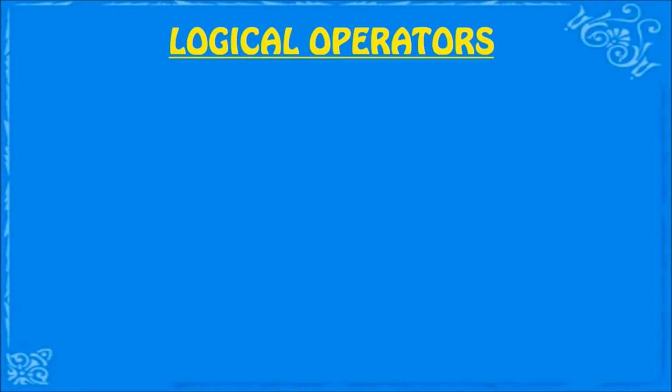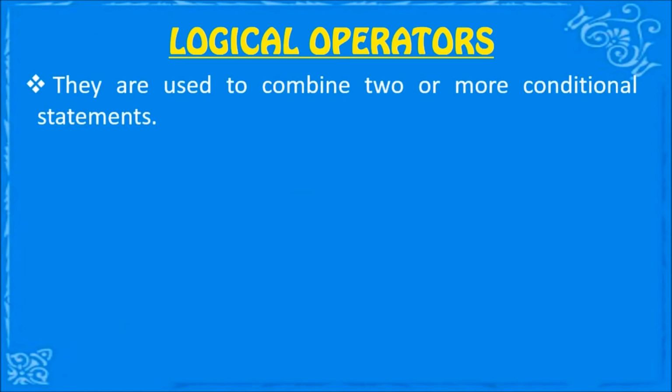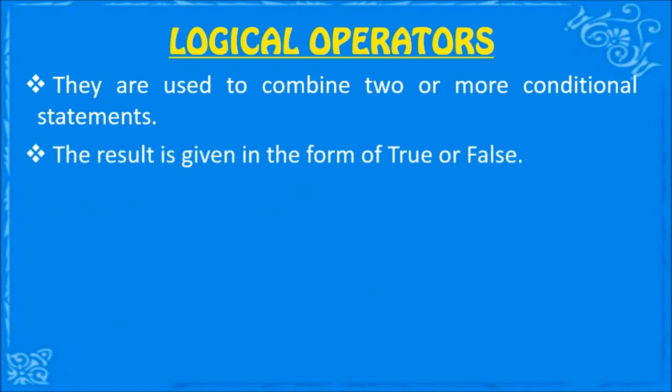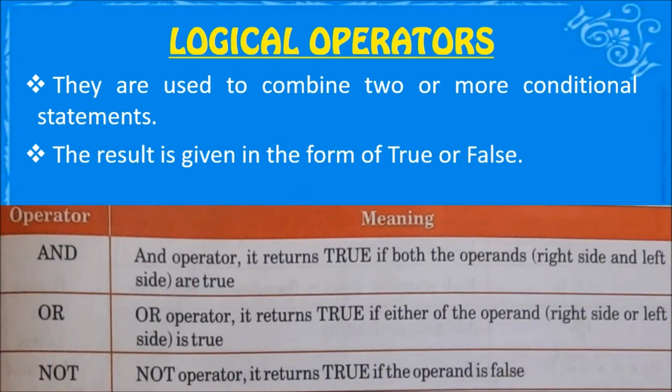The next operator is logical operators. Here they are used to combine two or more conditional statements. The result is given in the form of true or false, again a Boolean value. There are three different types of logical operators. The first is the AND operator. What does this AND operator do? It returns true if both the operands, right side and left side, are true. If both the operands are true, the output will be true.